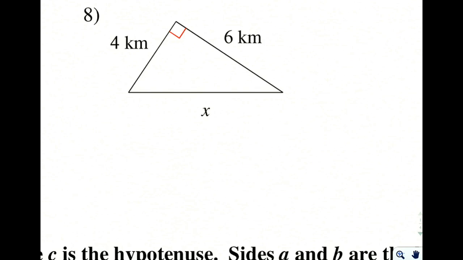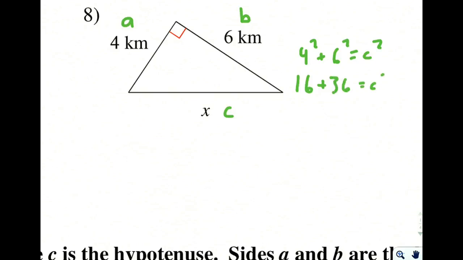So we have a squared, and we're going to make that a. We have plus b squared, and that'll be our b, equals c squared. So we have 4 squared plus 6 squared equals c squared. 4 squared is 16, 6 squared is 36. We add those together and we get 52. And then we square root both sides. Square and square root undo each other. Square root over here, we only care about the positive because it's the length. And we want to reduce that radical as much as possible.